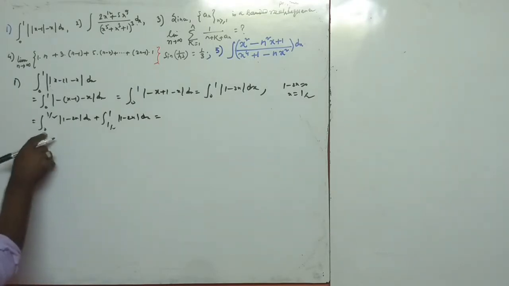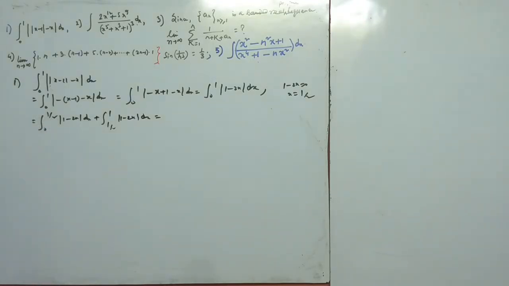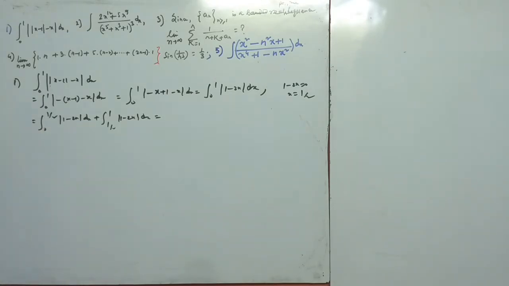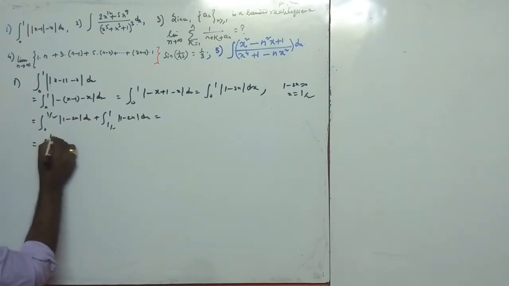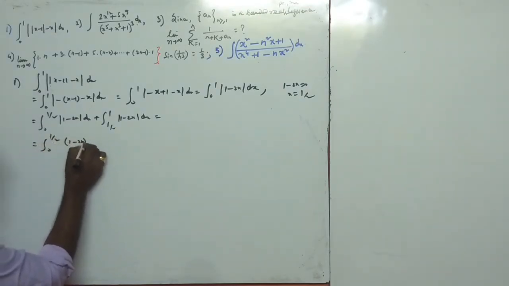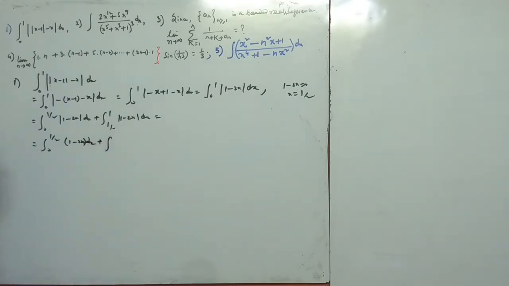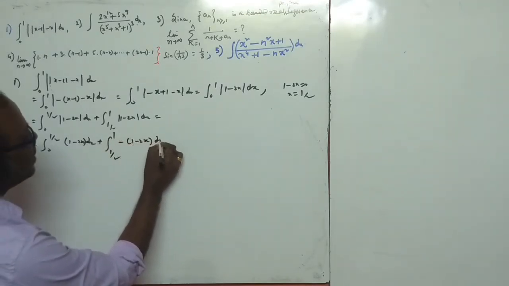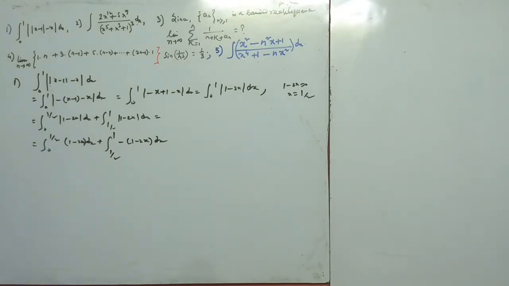Now between 0 to half, that is 0 to 0.5, if we take any point in between, like 0.4, and put it here, we get positive. So we take the sign here as positive: 0 to half, 1 minus twice x dx. Again from 0.5 to 1, take any point like 0.9. If we put it here, we get negative sign. So that's why the sign here is 1 minus twice x. And this is the easiest technique to solve this type of modulus problem.